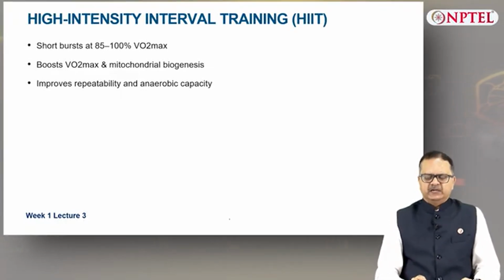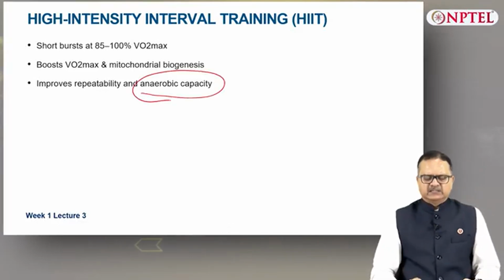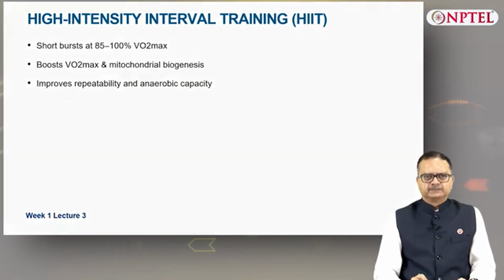High intensity interval training. Short bursts at 85 to 100% of VO2 max. This boosts the VO2 max and mitochondrial biogenesis. It improves repeatability and also improves anaerobic capacity. So this is one of the few training methods which improves aerobic as well as anaerobic capacity.